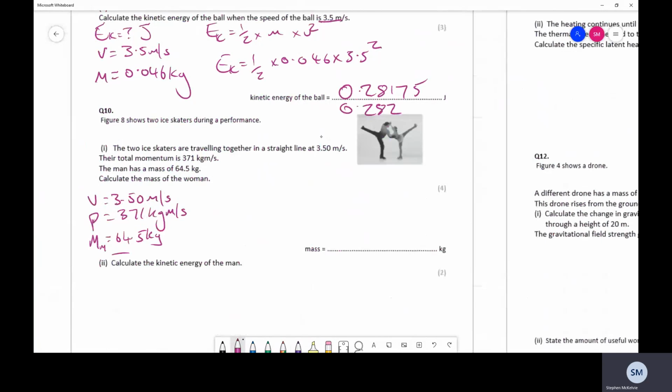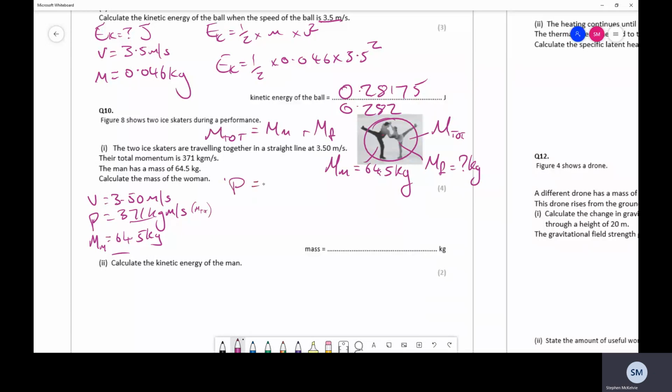Right. Interesting. So these two have got a mass. I'm going to call this mass total. The mass of the man, mass M, is equal to 64.5. Mass F, mass female, is equal to I don't know how many kilograms. So M total will equal MM plus MF. Now, I have got the total momentum of both of those people. So momentum, 371, is for M total, the total amount of mass. If momentum is equal to mass times velocity, and I divide across by V, I can find the total mass of the pair that are skating across the ice. So I'll put my momentum in, 371 over 3.50.